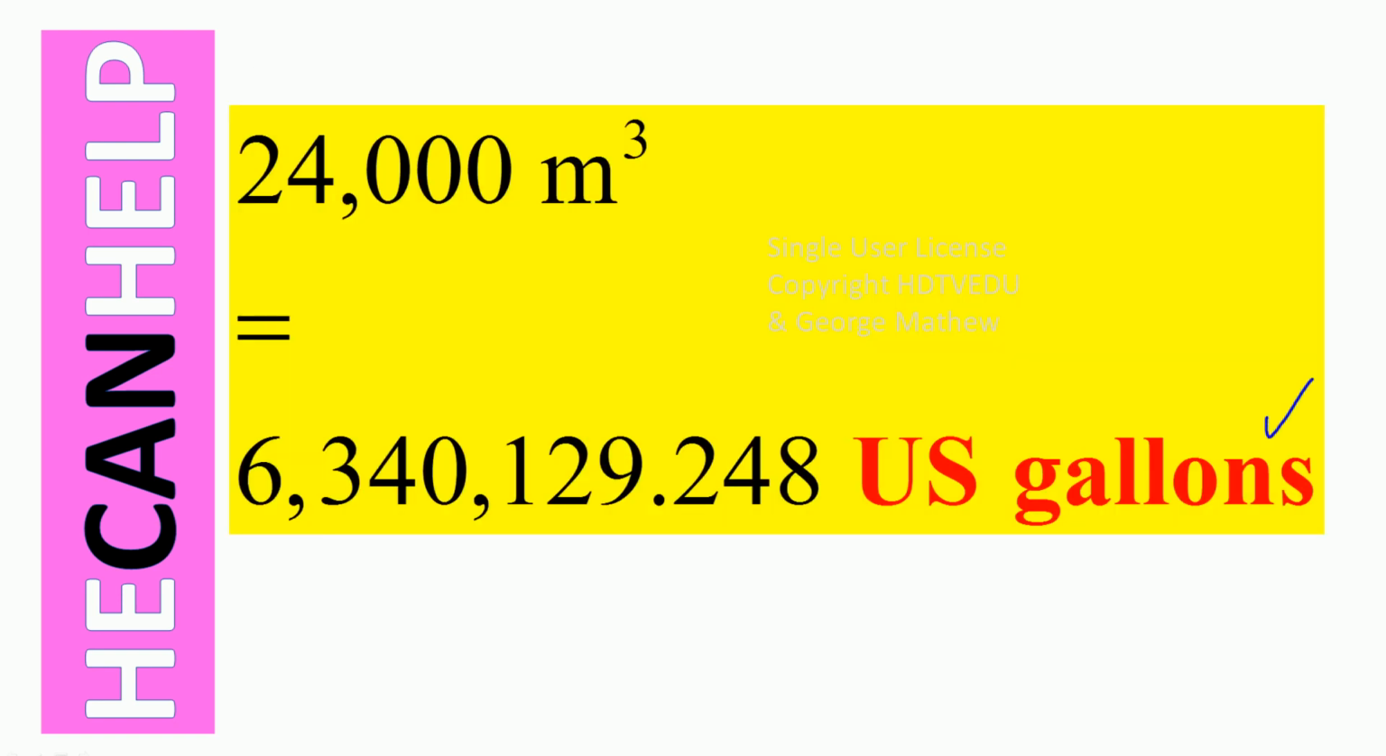First we found the volume, length times width times height. It is length times width times height because of the shape. And what is the volume? 24,000 meter cube. Then we converted 24,000 meter cube to cubic yard. And then we converted 24,000 meter cube to US gallons.